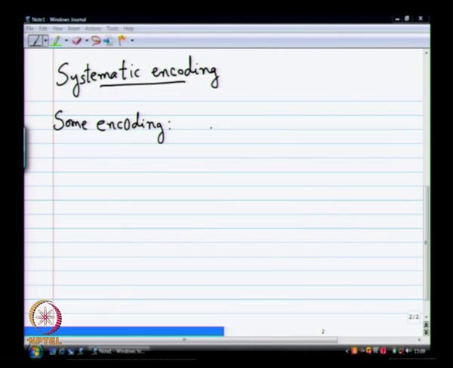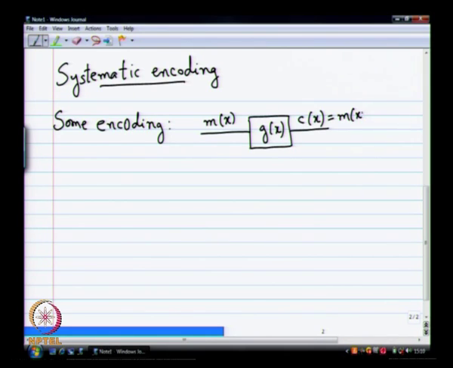So one way of doing the encoding is to simply say you have a message polynomial m of x, you multiply it with the generator polynomial g of x to get a code word c of x equals m of x into g of x. Okay, so this is very nice and it's eminently implementable, there is no problem there. The complexity is not very large, after all it's multiplication by a polynomial, it's not too difficult. Multiplication by polynomial, if you remember, is like convolution, right. So it's very easy to implement using some simple circuitry, there is no problem.